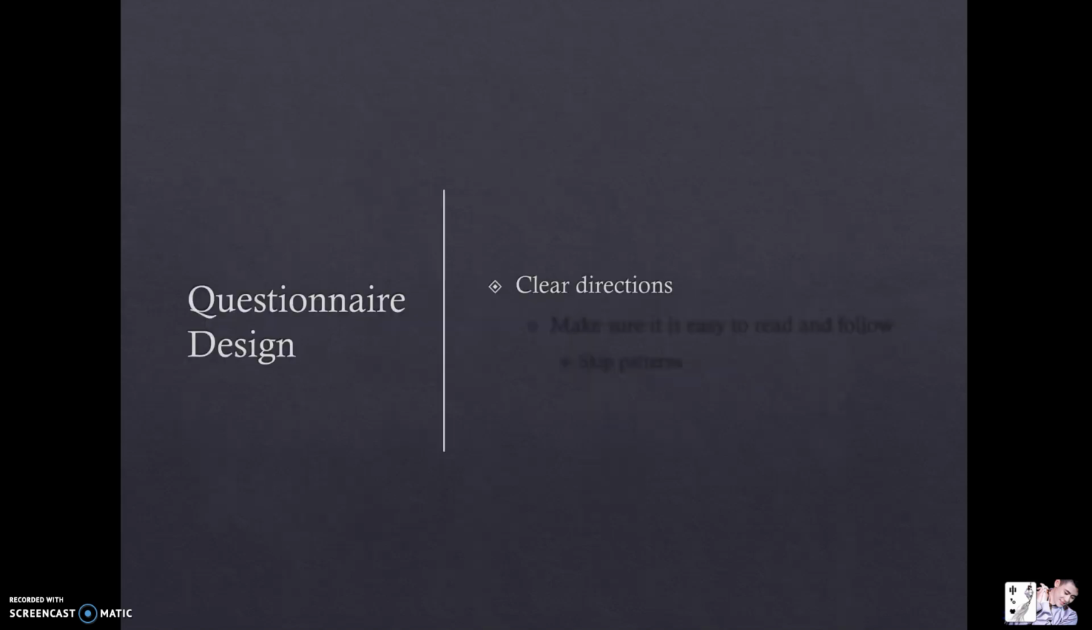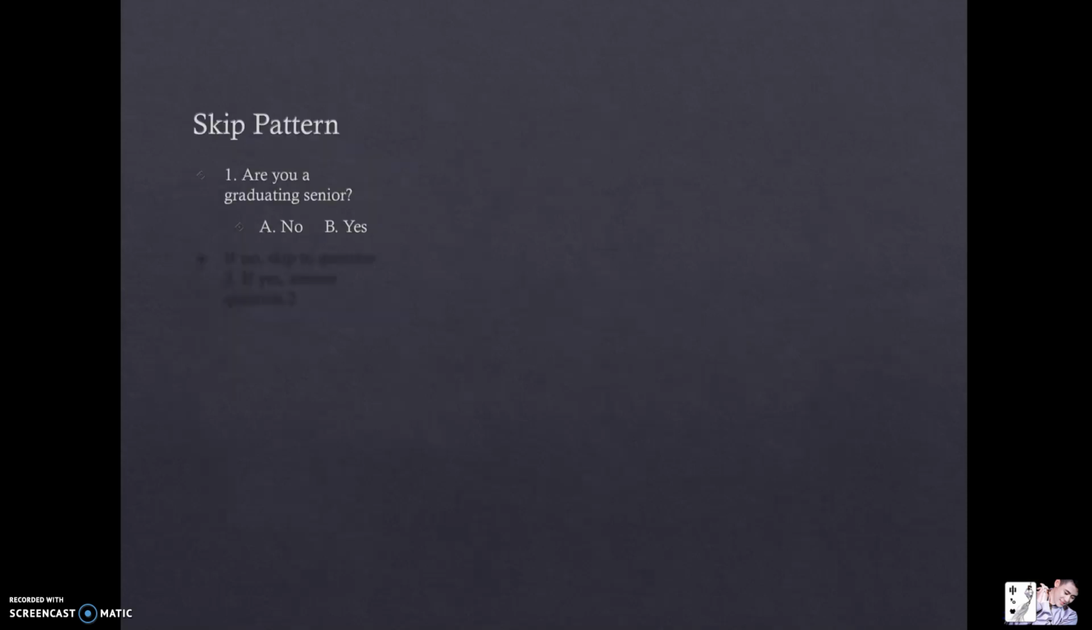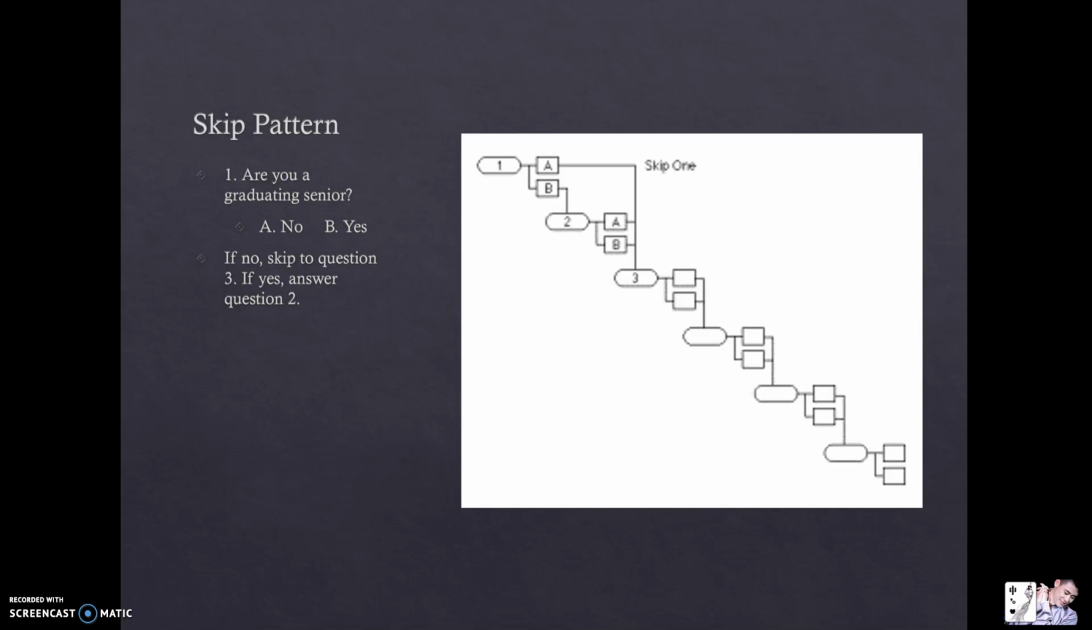We stopped at clear directions in questionnaire design, and we start to talk about what a skip pattern is. Let me show you with a simple figure what that means. Say you ask your participant, are you a graduating senior? And people say yes or no. And maybe you want to ask graduating seniors a different set of questions compared to people who are not. So you can have a skip pattern design here. If no, skip to question 3. If yes, answer question 2. So it looks like this figure.